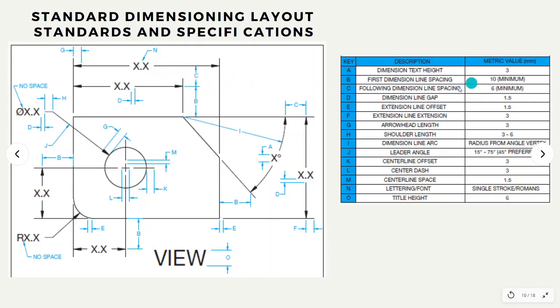That is the spacing of the dimension line, and the gap of the text from the dimension line. The extension line offset is 1.5 and the extension is 3. Of course, the arrowhead length is the same as the dimension text. You may also see the title height, which is 6 mm, about times 2 the height of normal text. Basically, only 3 mm and 6 mm are used in our drawing.